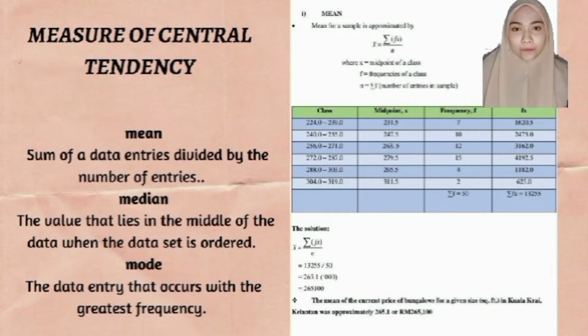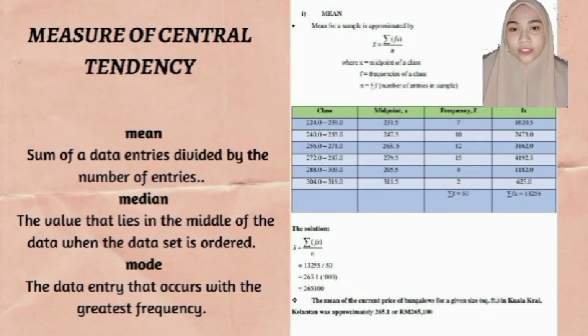So let me see the mean for this data. The mean for a sample is approximated by this formula. If you can see on the slide, fx divided by n, where x is the midpoint of a class, f is the frequency of the class, and n is the summation number of entries in the sample. So what is the mean for this data? Multiply the frequency by the midpoint. Make 1 column to get the answer for fx.